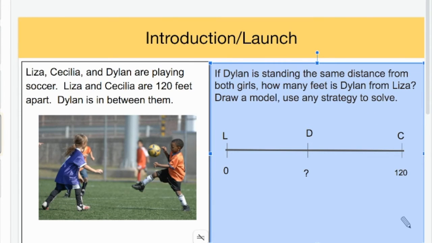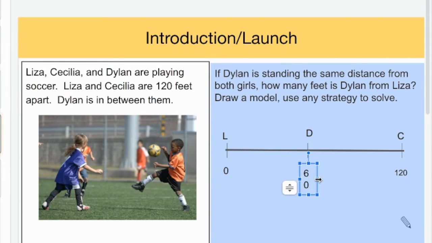The question is asking us how many feet is Dylan from Liza? So using what I know, that half of 120 is 60, because 60 plus 60 equals 120. We always use what we know in math to help us figure out what we don't know. So I'm going to plug in 60 right here. Dylan must be standing at 60 feet.